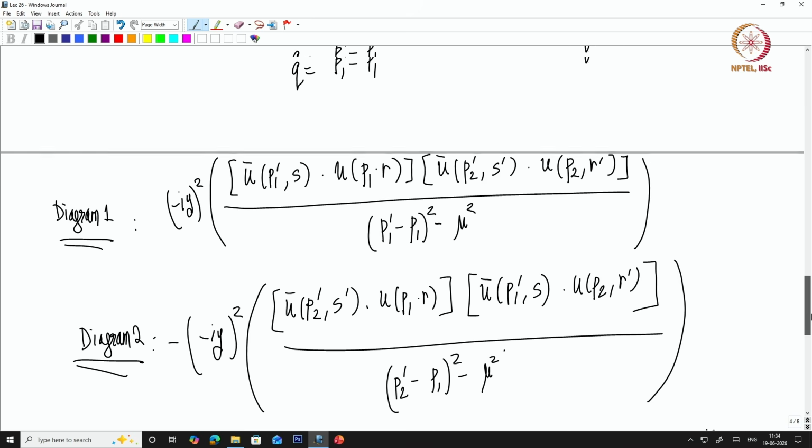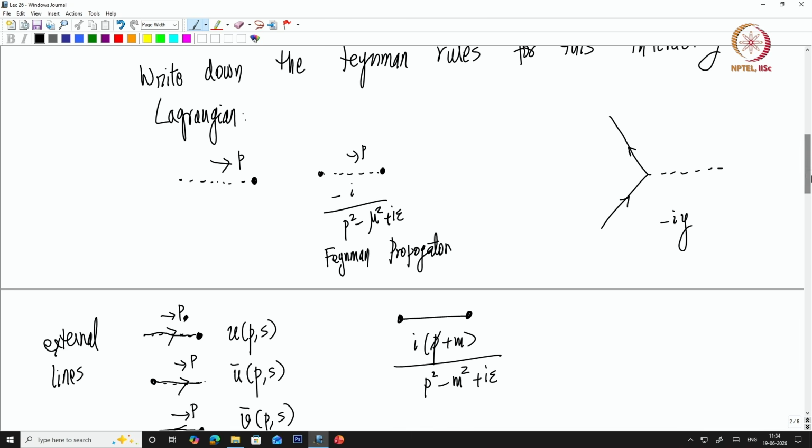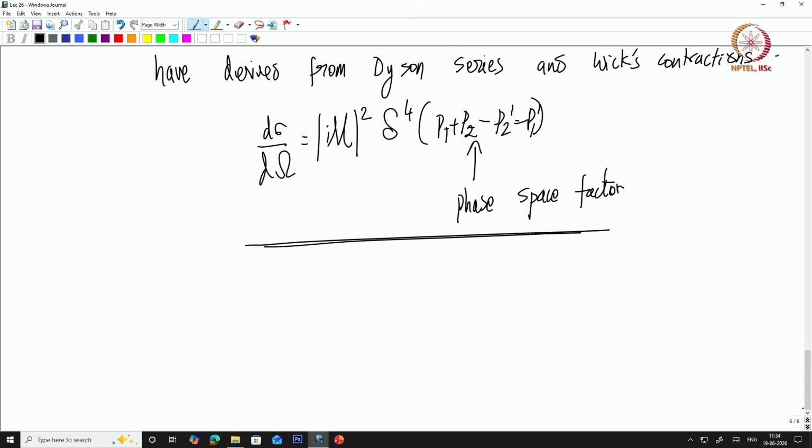Now, this is not the only thing we can do. Now that we have the Lagrangian and we have the Feynman rules, you can start applying it not just to this process. We can think of many other processes, all possible processes you can make from this Lagrangian. So, what other processes does the Lagrangian predict?